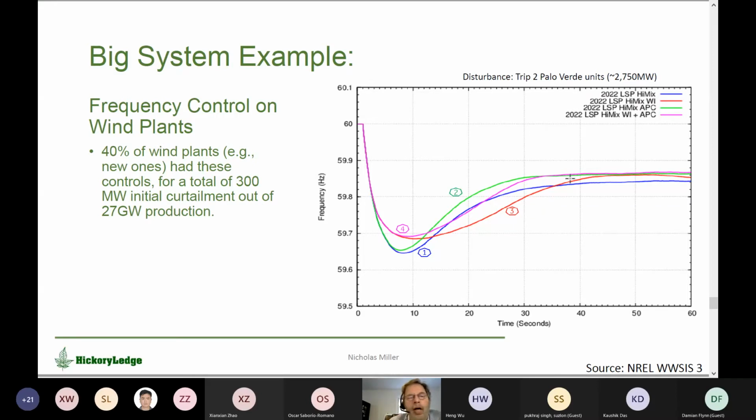So this is about 10% of the size of the event added to the grid. So the maximum event in this system is about 3,000 megawatts. Adding 300 megawatts of fast frequency response and primary frequency response makes a huge difference of almost 100 or about 50 millihertz in the frequency nadir.